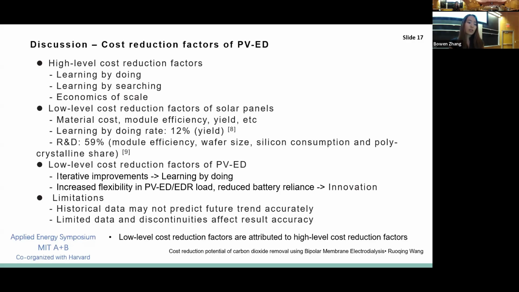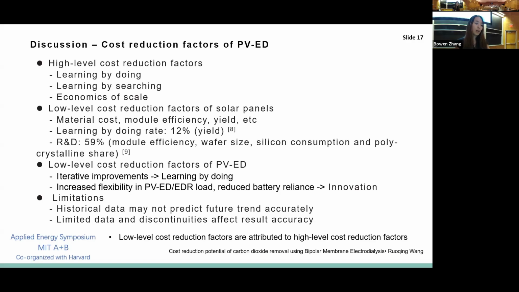Since we collect the data from research papers, it is limited to the academic area without consideration of industry. So the learning by doing could be due to the iterative improvements through the overall research on PVED. But at the same time, the innovation could be due to the different methodologies we developed for reducing battery resilience to decrease the capital cost, where we increase the flexibility of the PVED load to reduce the energy consumption. Those could be attributed to innovation.